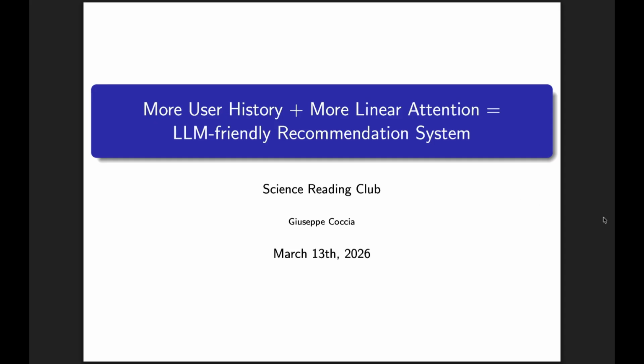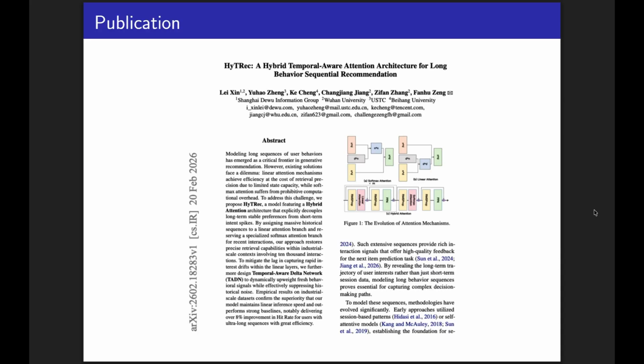Okay, regarding this, the presentation will be around a paper that I've read recently. And it is actually a pretty recent paper. It was published like 3 weeks ago. So it's super recent.